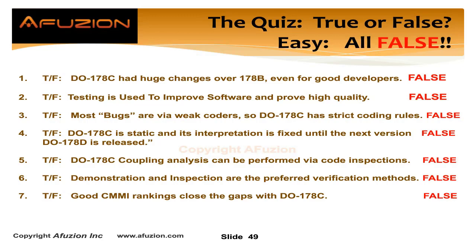Now, is DO-178C static? No. It's continually being interpreted via CAST papers, Certification Authority Software Team, by FAA advisory circulars, memos, certification memos in Europe. So it's continually changing. Work with your certification experts to close those. Coupling analysis is not performed only on code inspections, but also we need requirements, design and actual testing. It's that triumvirate. Demonstration and inspection, we don't like those in 178. They're subjective. Instead, review, test, analysis.